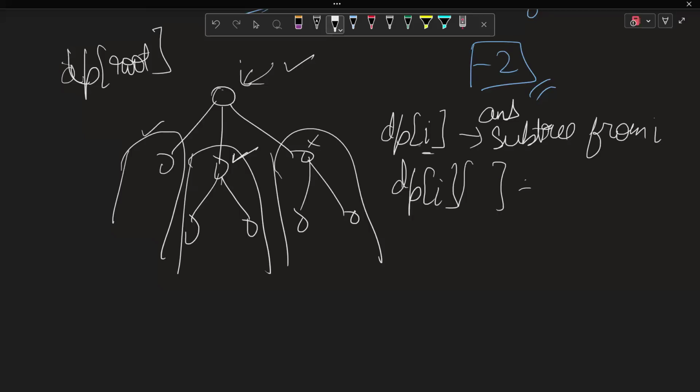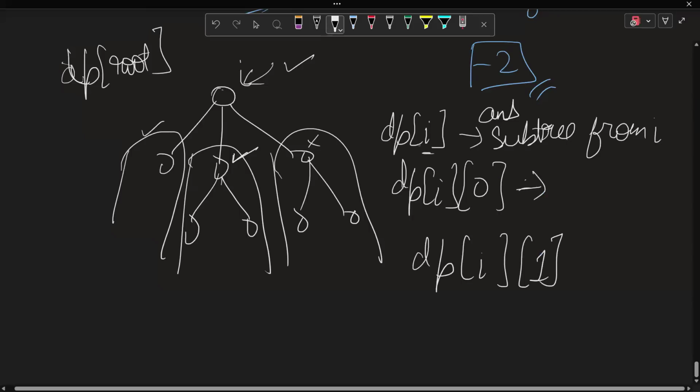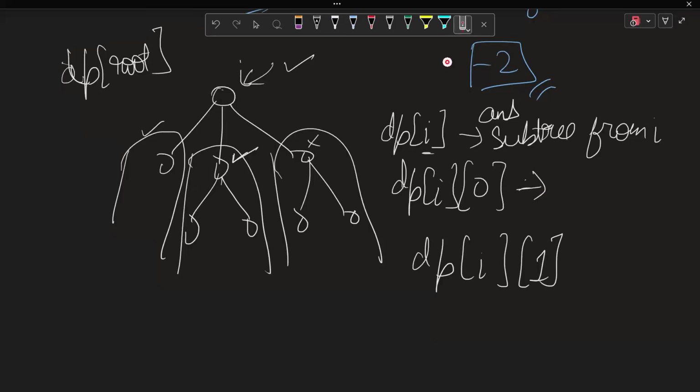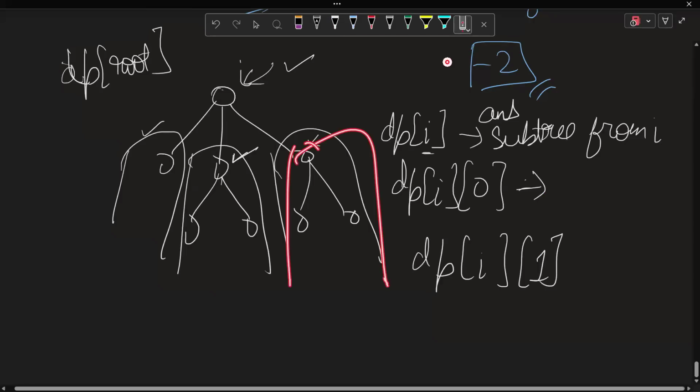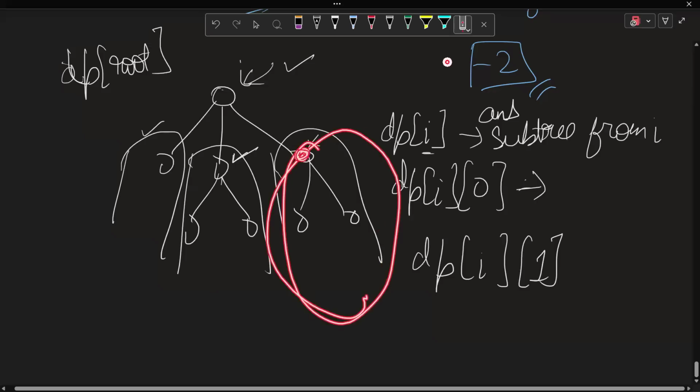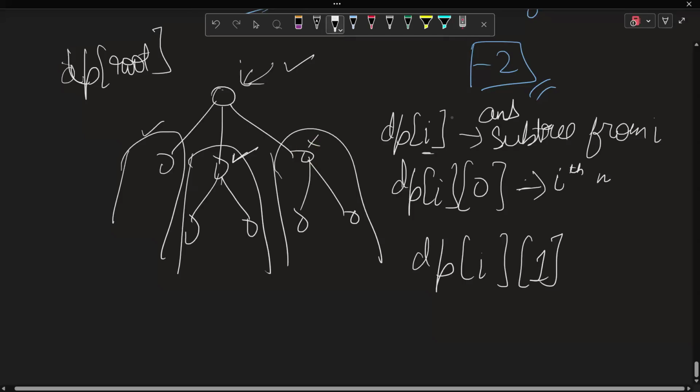So I would have a 2D dp, and my second state would be either 0 or 1. So 0 represents my best answer, the maximum value I can get for the subtree starting from node i, such that this ith node is not selected. Basically, this ith node is not strengthened. So if the ith node is not strengthened, then what is my answer that would be stored in this dp for the subtree, like my answer for the subtree from i?